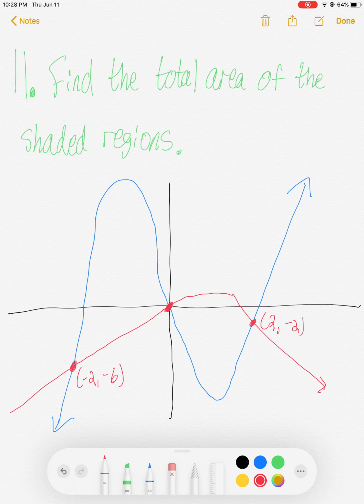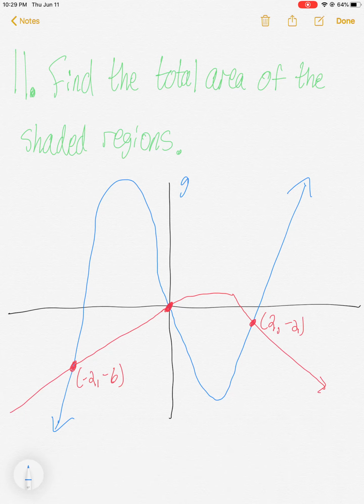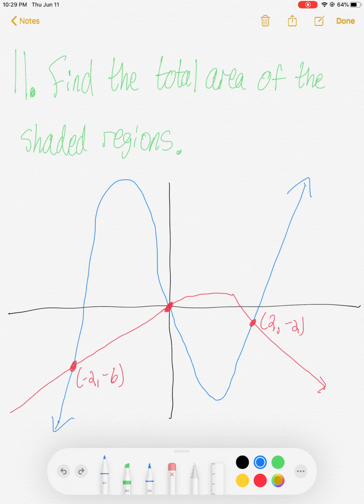But this point here of intersection is (2, -2). I'll also label them with the formulas in just a second. So this is (2, -2). Of course, we have the origin here, that's the big red one. And then down here, we have (-2, -6).